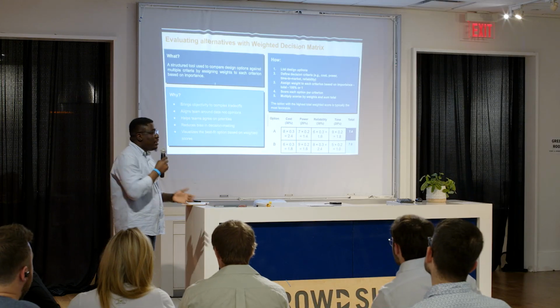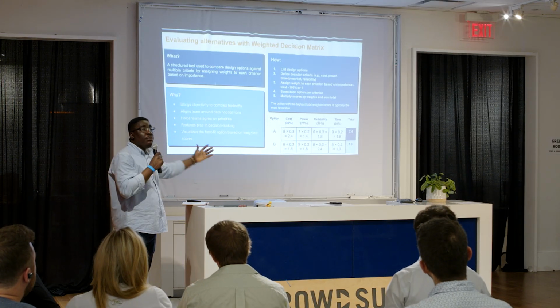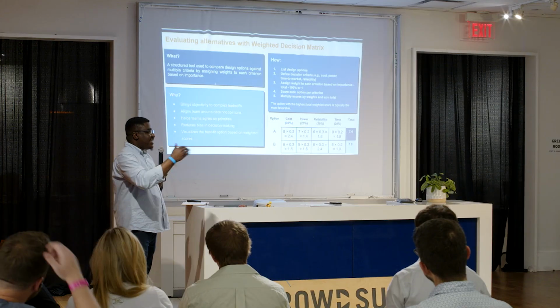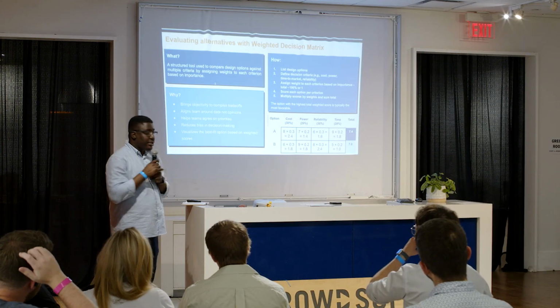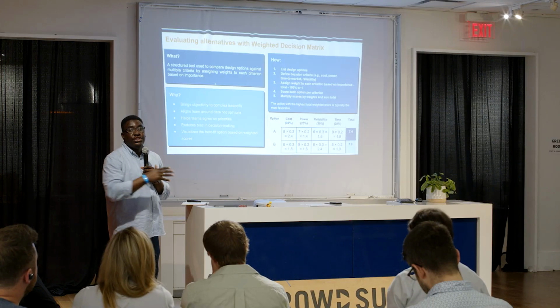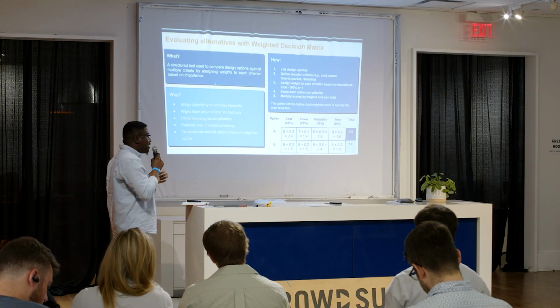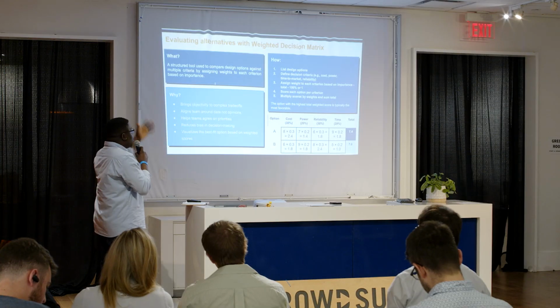Assign weights to them. Usually, you want to keep the weights summing up to 100% or 1. Assign weights to those criteria, and then score each of those items, each of those decisions, each of those options based on those criteria.